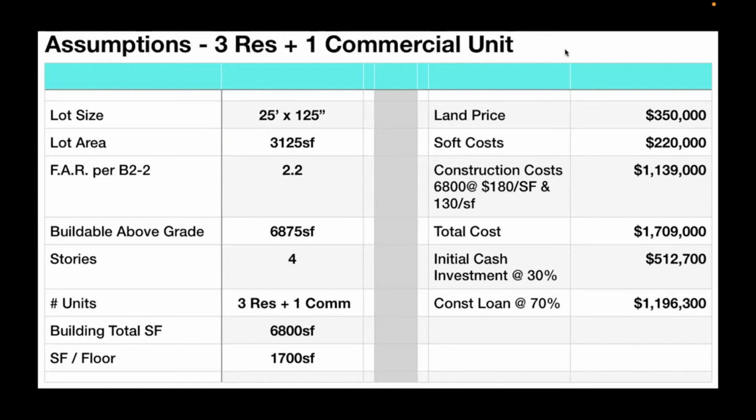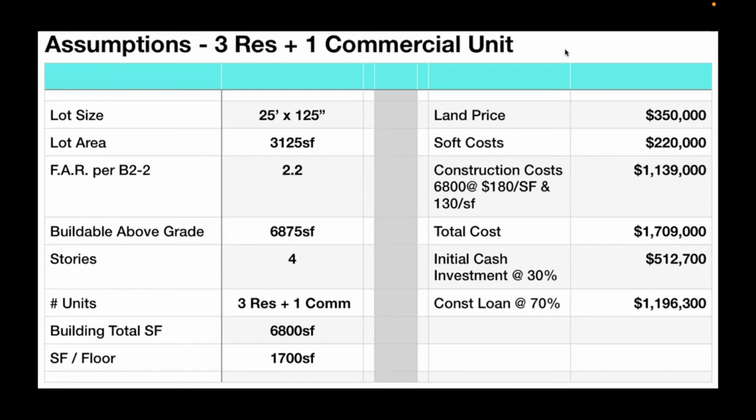Our land price here is $350,000. We've got $220,000 in soft costs, for construction loan and everything else. And then we've got construction costs, the hard costs, at $1,139,000 for total costs of $1,709,000. I'm sorry, $709,000. And so for that, our initial cash investment is going to be 30% of that number, which is $512,000. And our construction loan is the other 70%, $1,196,000. Okay, so these are our basic assumptions for the building that we're going to build.